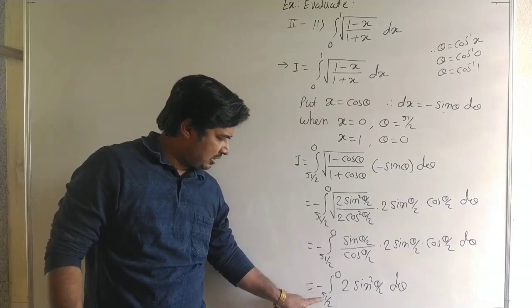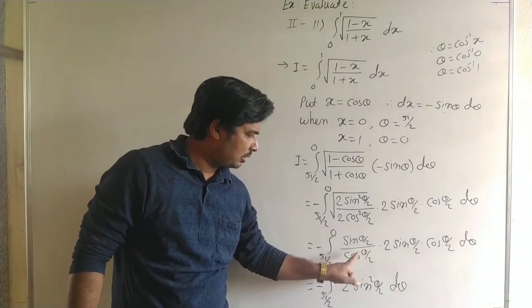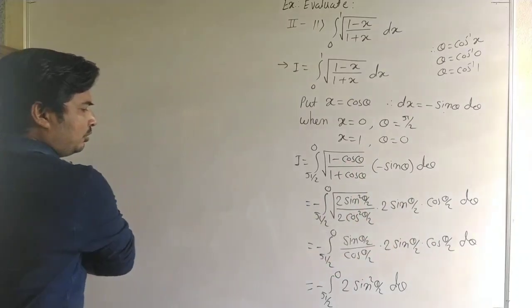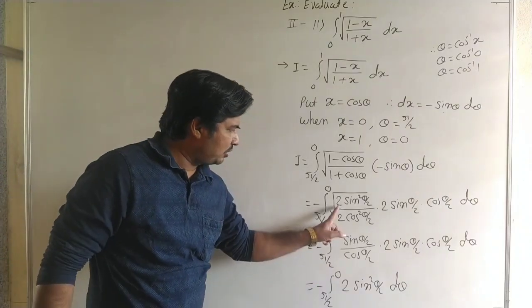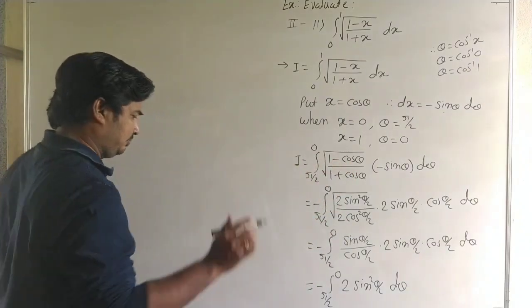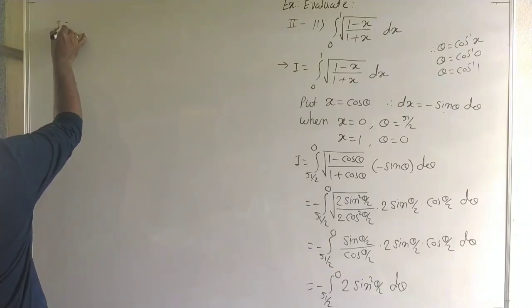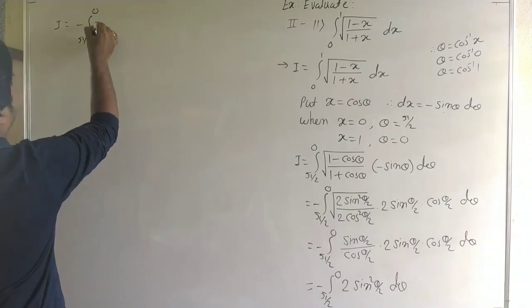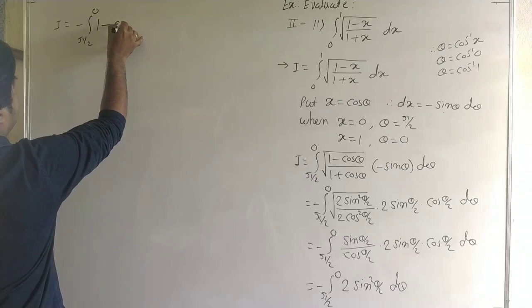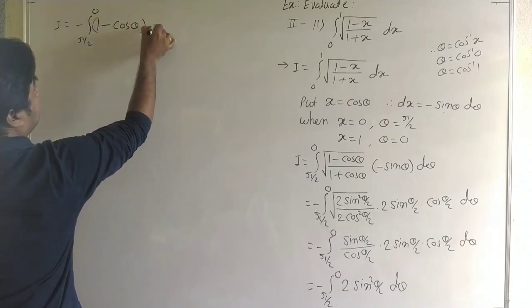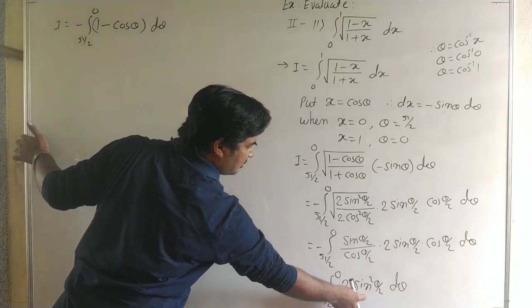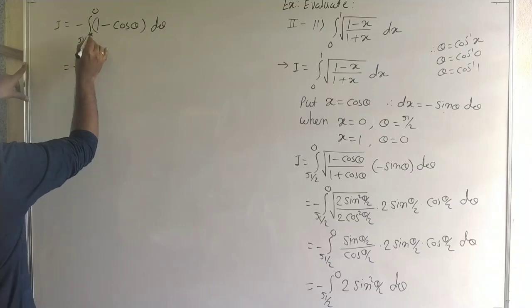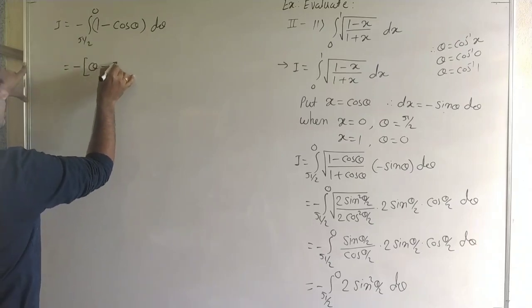See carefully. Minus pi by 2 to 0, 2 sin square theta by 2 d theta. Now we know that 2 sin square theta by 2 means 1 minus cos theta. And therefore minus integral pi by 2 to 0 of (1 minus cos theta) d theta. Okay, here 2 sin square theta by 2 means 1 minus cos theta. And then now integrate. It is a minus. Integral of 1 is theta, and integral of cos theta is sin theta.